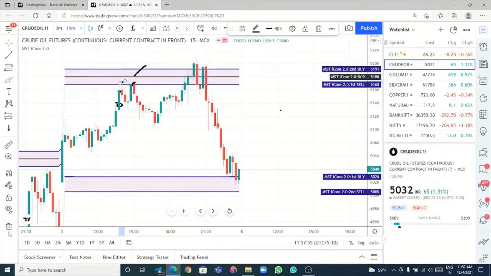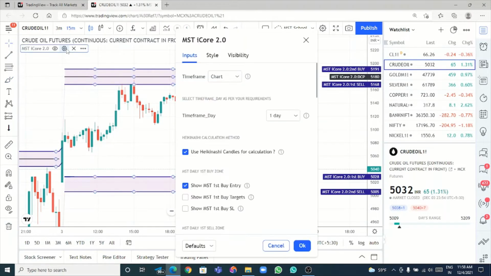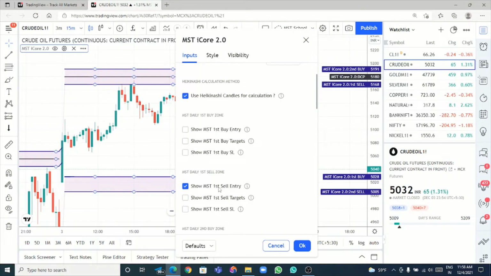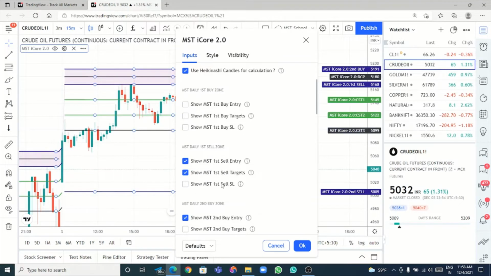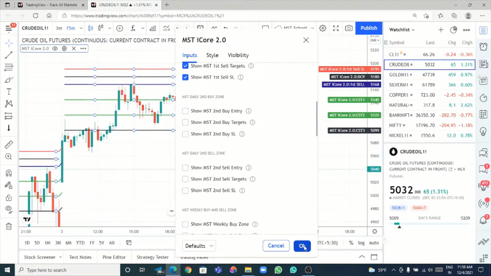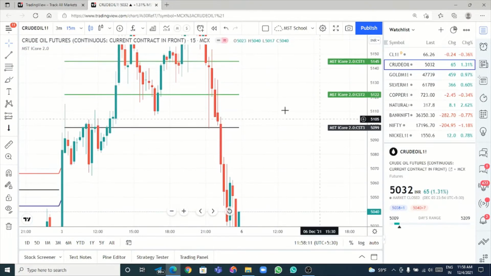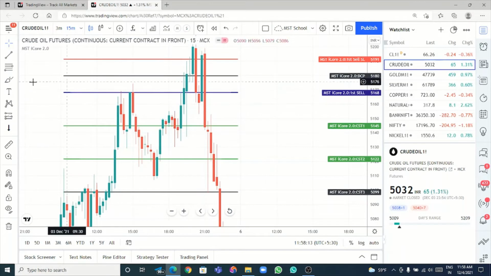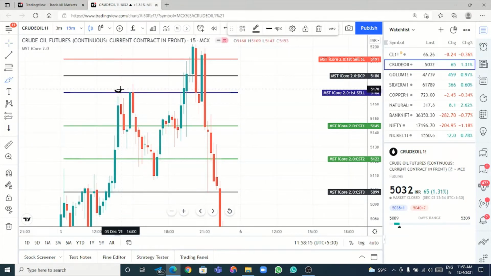So now what happened? Sell has been activated. What we have to do? Go here and remove the first buy entry, enable the first sell targets and first sell SL, and remove the second buy and second sell. That's all. Immediately our sell got triggered on this candle and the target hit. That's all, your trade is over. In the 15 minute candle, your trade got over for the day. Close the trade and do your work.